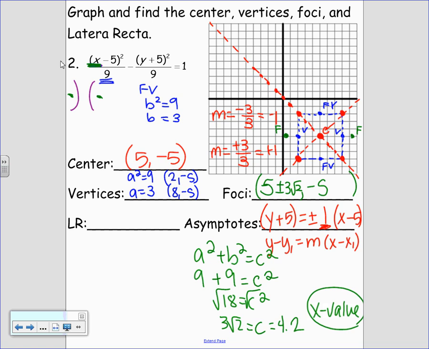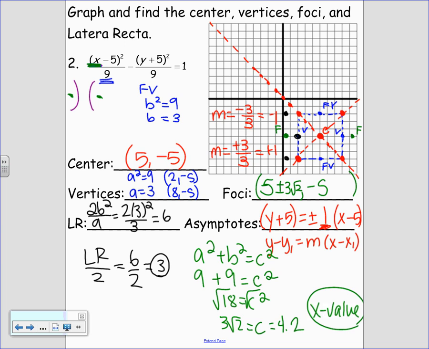Last thing we have to do is the latus rectum. Latus rectum is 2b squared divided by a. So it's 2 times 3 squared divided by 3, which is 6. Remember, I don't want the whole latus rectum to graph. I need half of it. 6 divided by 2 is 3. So at the focus, I want to go up and down 3. 1, 2, 3. There's a point I have to graph.